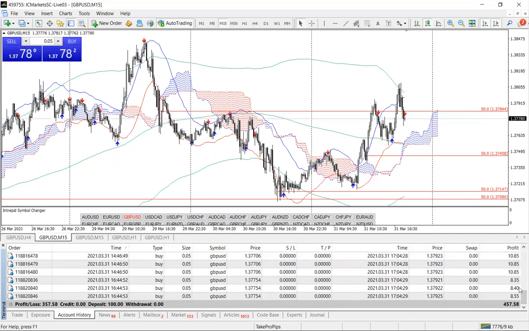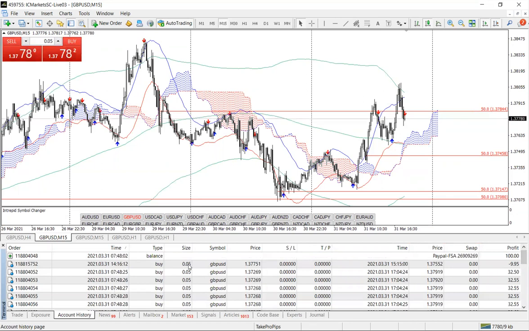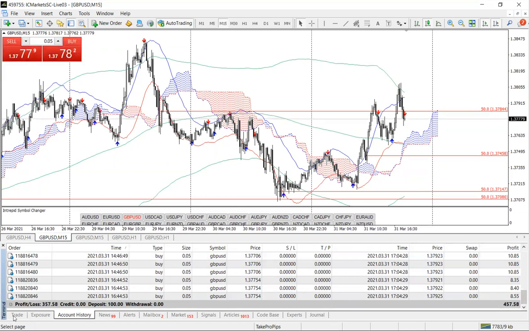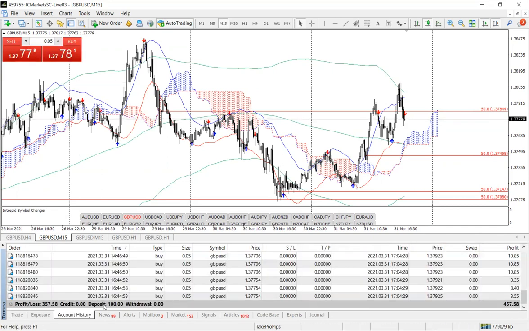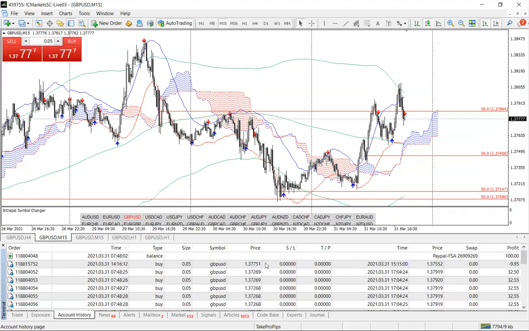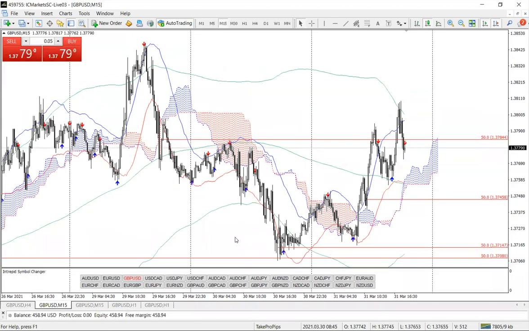Now, when I received this signal, I entered 0.05 lots, as much as possible with the leverage allowed, until I had no free margin. So I kept on buying 0.05 until I had no free margin. Why do I do this? In case the market goes down more than it should, like here, it went down more than it should. The broker will automatically close the position for you, slowly.